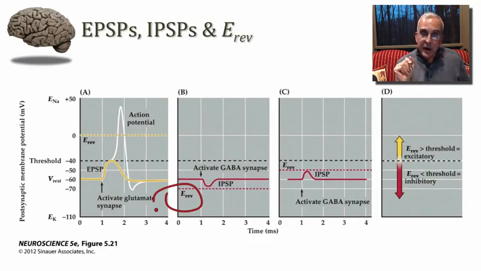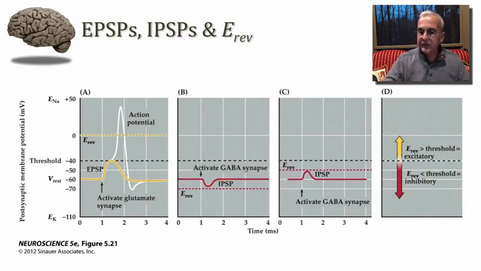It's actually hyperpolarized relative to rest. So when the conductance opens, the concentration gradient is such that it will hyperpolarize this membrane potential by a few millivolts. That's what we call an inhibitory postsynaptic potential. Not because it's hyperpolarizing, but because the reversal potential is below threshold. All right, just to reinforce that point, let's look at the third example.